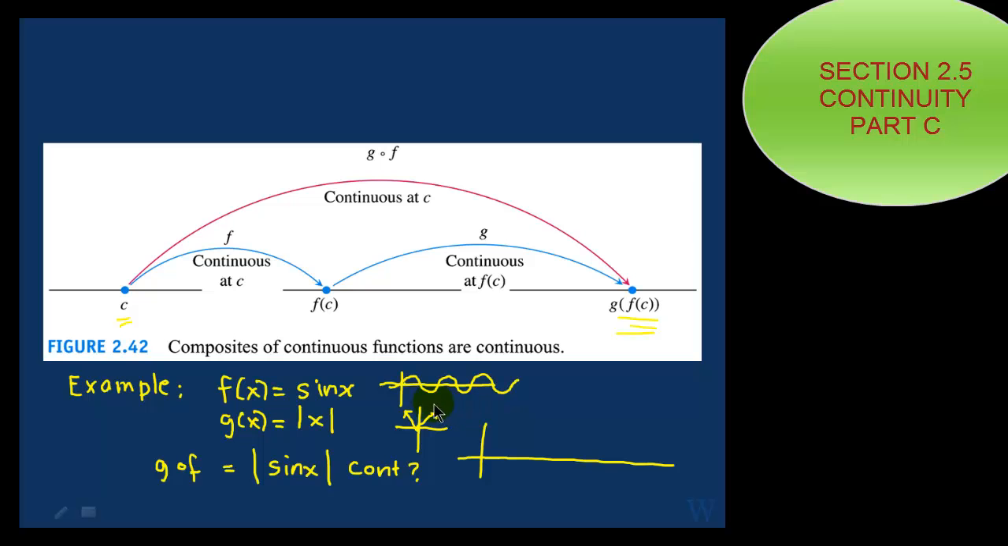What do you mean by the absolute value of the sine of x? Well, here's my sine of x. Wherever it's negative, you just make it positive. So what you're actually going to see is right there. It's like a scallop, and so on and so forth. Okay, there you go. And notice there's no gap, there's no hole, there's no jump. And so we have that the absolute value of sine of x is continuous.